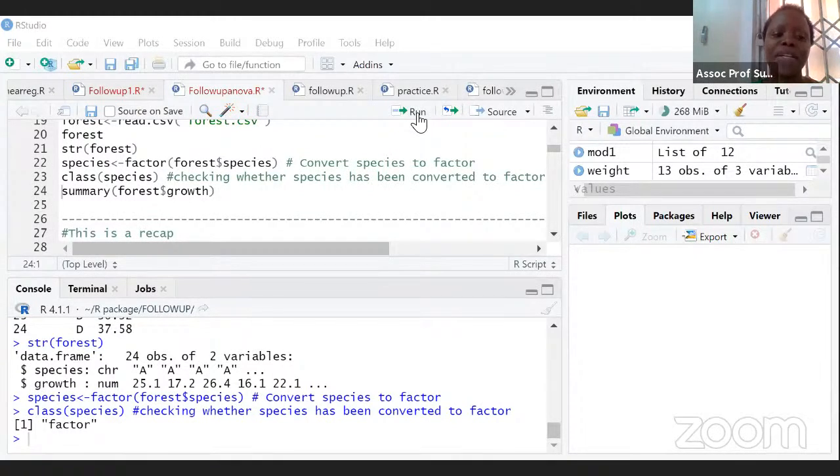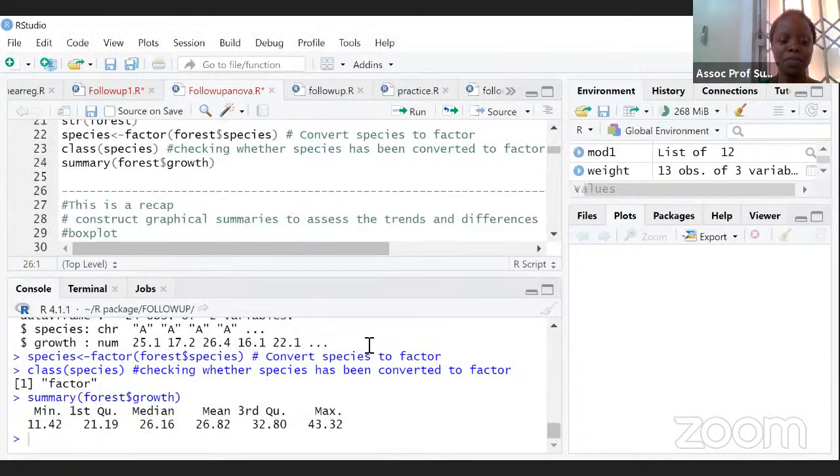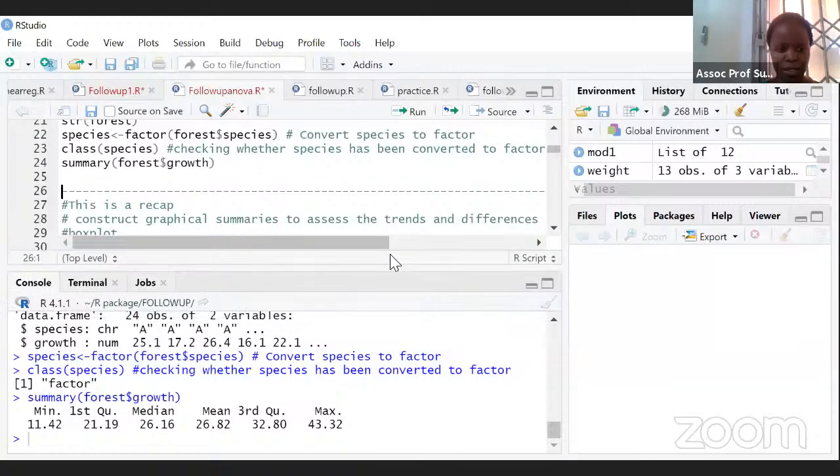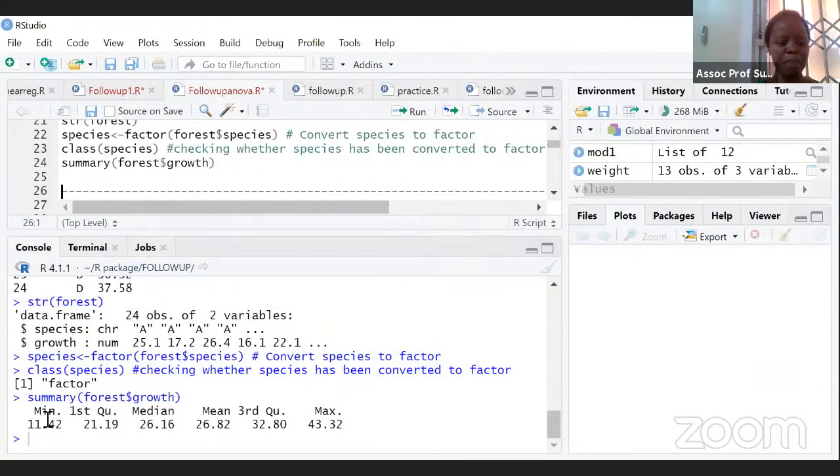So I use the summary function to summarize growth. Okay, so I click there and it gives me the summaries of growth, irrespective of what species I have. So the mean growth is 26, the median is 26.16, and the maximum is 43.32. So we can copy and paste this, put it in a nice table in your Word document, assuming this is your project you're dealing with, and write the overall mean is this, the maximum growth is this, the median growth is that.